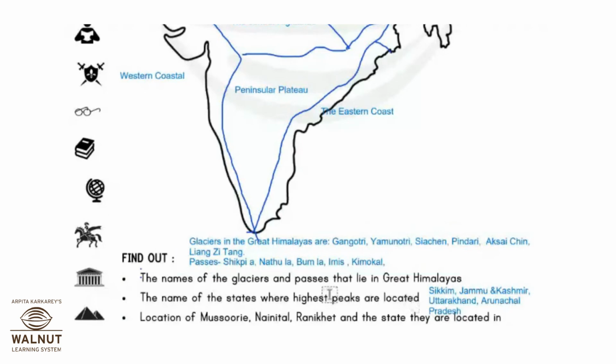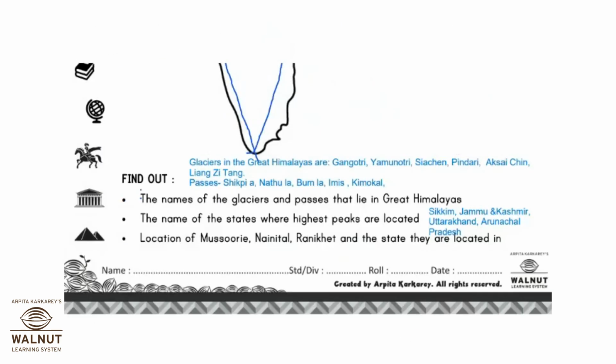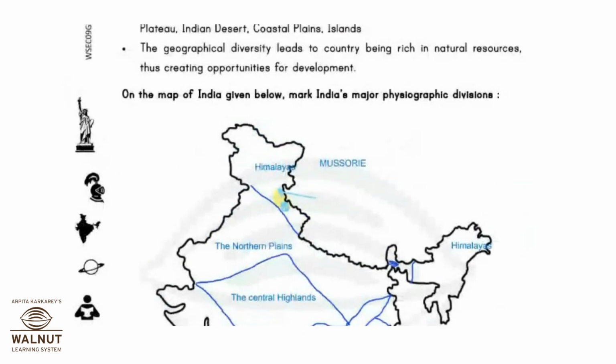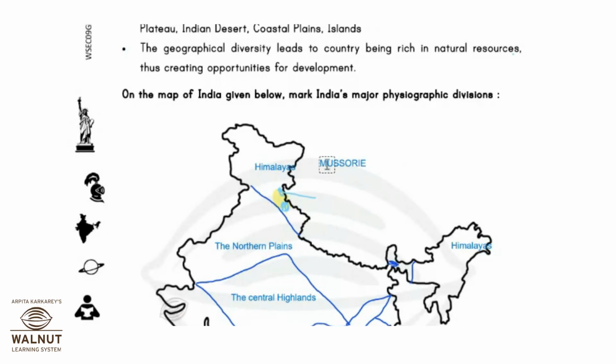Then the names of the states where the highest peaks are located: Sikkim, Jammu and Kashmir, Uttarakhand, and Arunachal Pradesh. Then the location of Mussoorie and Nainital. Two I am showing you; Ranikhet you will locate on your own, because the time is going to be up now. The upper part is Mussoorie, and the lower part here is Nainital.